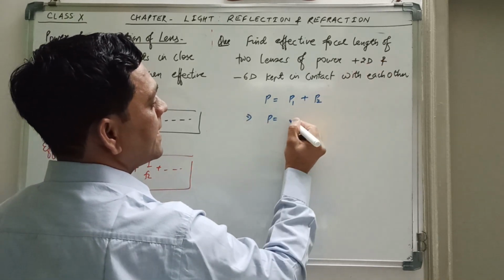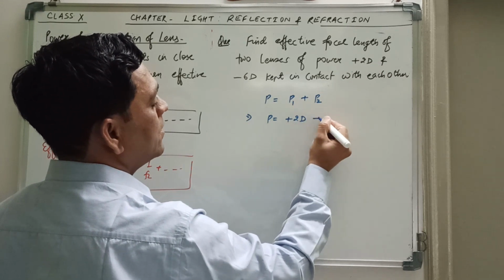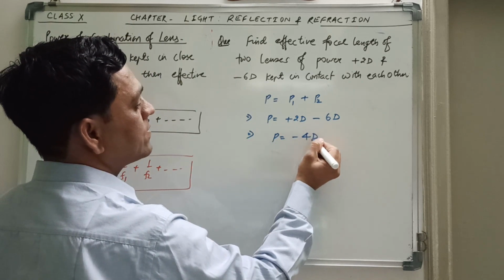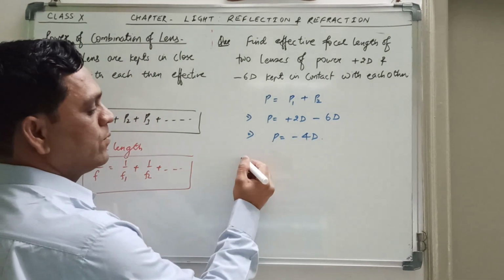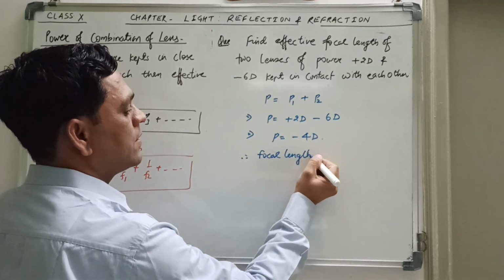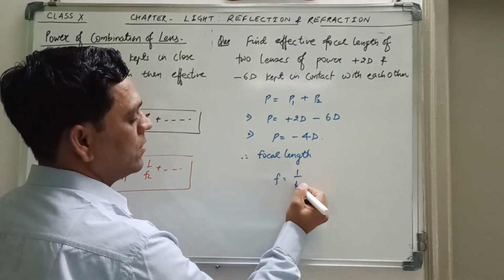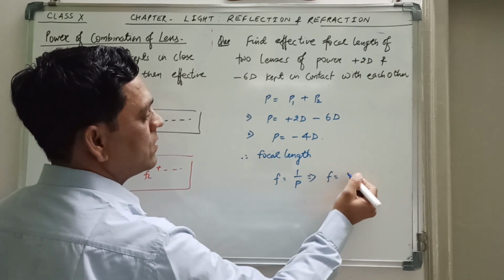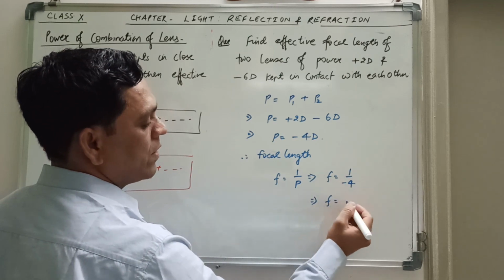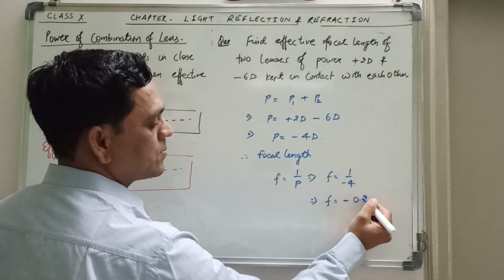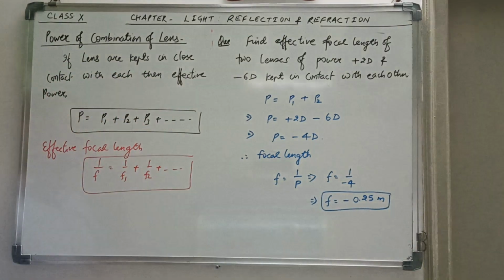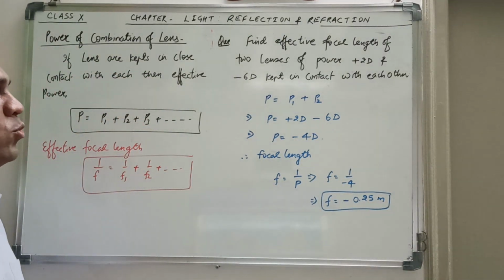So P1 comes from here, plus 2 diopter we wrote, and P2 we write minus 6 diopter. So what will P be? This will be minus 4 diopter here. Therefore we know the focal length: f is equal to 1 upon P. So this will be 1 upon minus 4, so f is equal to minus 0.25 meter. So the effective focal length of the combination will be minus 0.25 meter.